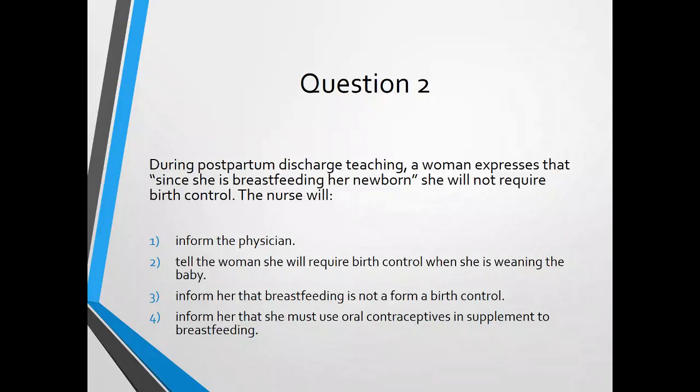Okay, so during postpartum teaching, a woman expresses that since she is breastfeeding her newborn, she will not require birth control. The nurse will inform her that breastfeeding is not a form of birth control. Answer number 3.